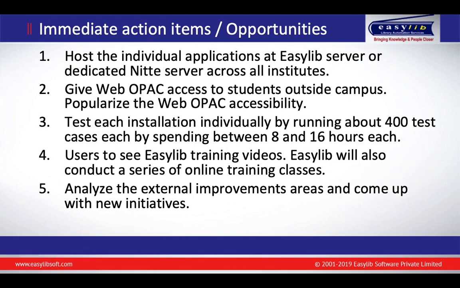To summarize, the immediate action items are: First, consider hosting the Easylib application on a dedicated Nitte server or on an Easylib server. Second, give the web OPAC access to the students, both on PC and mobile. Third, test each application individually by running about 400 test cases. Fourth, the staff is recommended to see each of the videos. And the fifth is to analyze the external factors that are happening and come up with initiatives for Nitte University. That's about it.